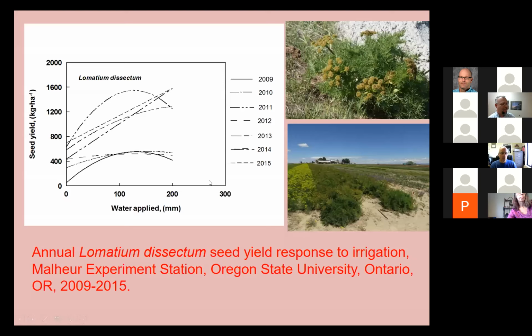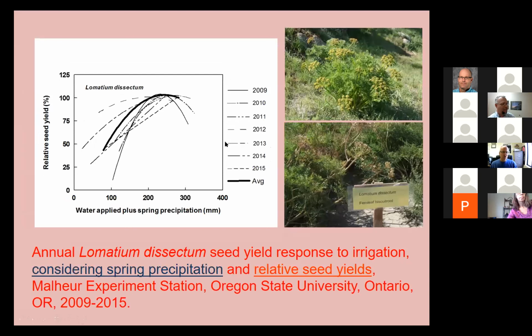And the other example is Lomatium dissectum. Same kind of thing happened. If we just look at water applied, we have everything from a flat response, so no response to irrigation at the bottom, you see there's some years that way, to a quadratic response, or then to a linear positive. The highest amount of water gave you the highest seed yield. So again, here we added, in this case, spring precipitation to the amount of water applied, and we got much more consistent, from year to year consistent, ideal amount of water to apply.